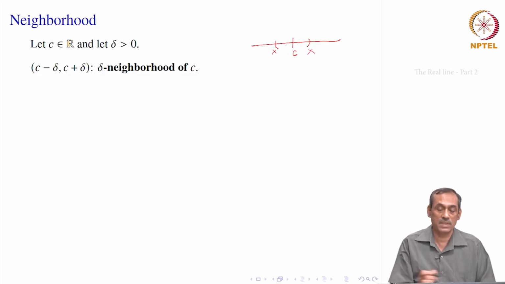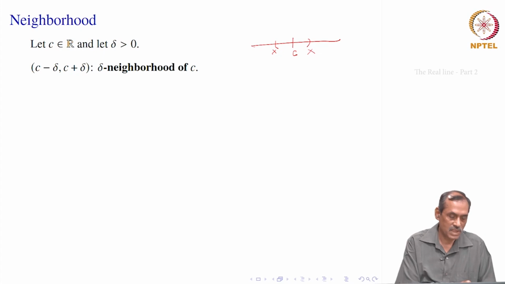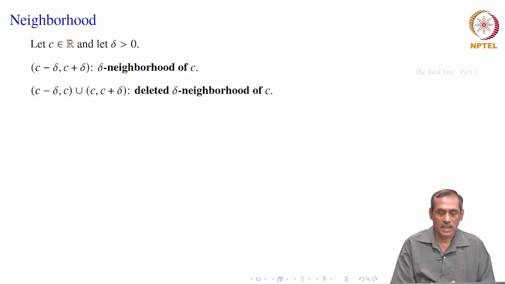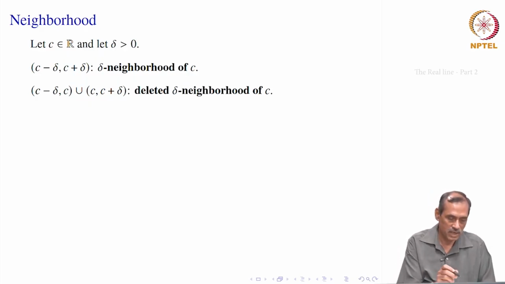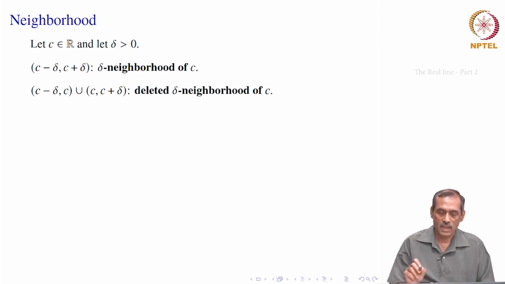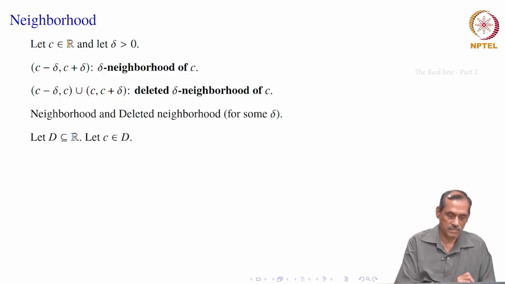So, it is something like within 1 kilometer of one's house, that is a 1 kilometer neighborhood, anything in between that. That is why this terminology, delta neighborhood of C. So, C minus delta to C plus delta is the interval which is called the delta neighborhood of C. And if you exclude that point C, we will call it the deleted delta neighborhood of C. So, it is really the union of, on the left side, all the points less than C and more than C minus delta, and on the right side, greater than C and less than C plus delta. All those points are in the deleted delta neighborhood of C.